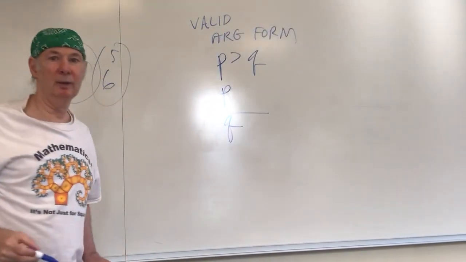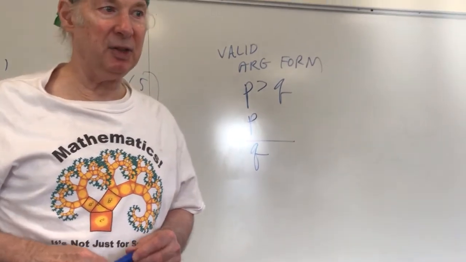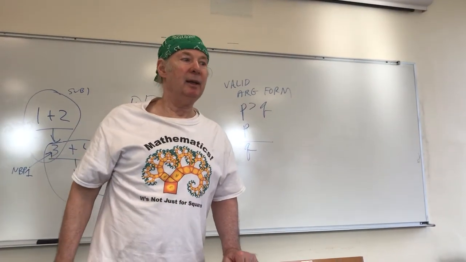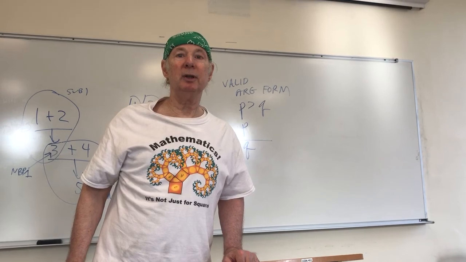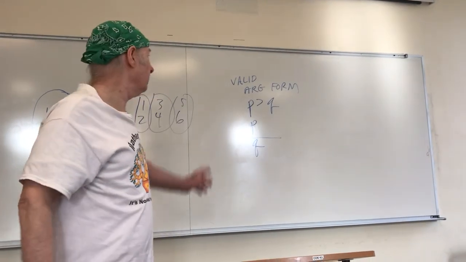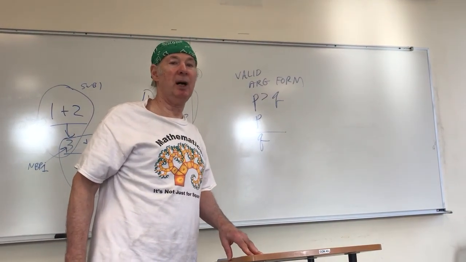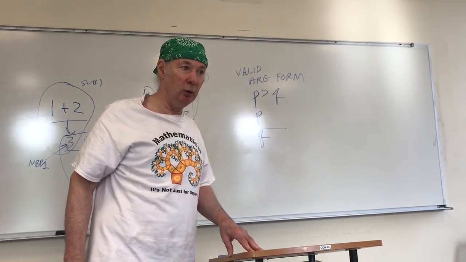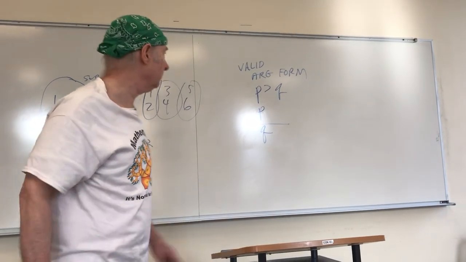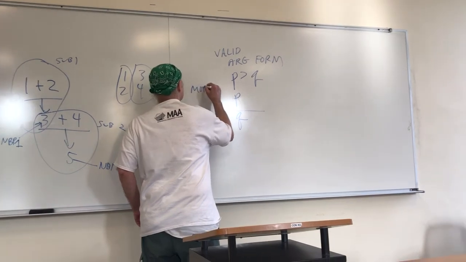P and Q are just variables that you can plug sentences into. And any argument you get by plugging sentences in for P and Q is a valid argument. It is impossible for you to find loopholes to that argument. And this is called modus ponens.